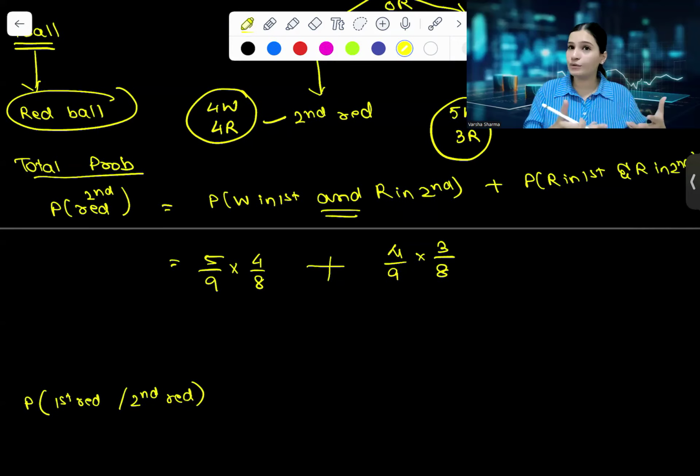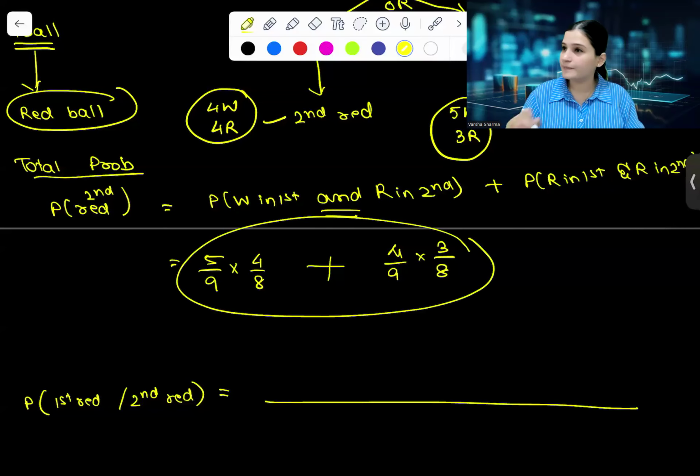So in that, what we will do is the total probability that you get in red in the second event, we will write that in the denominator, this that you obtained. You wanted the second ball to be red. The first event could have been anything. First white, second red, first red, second red. You found that out. That will be in the denominator.